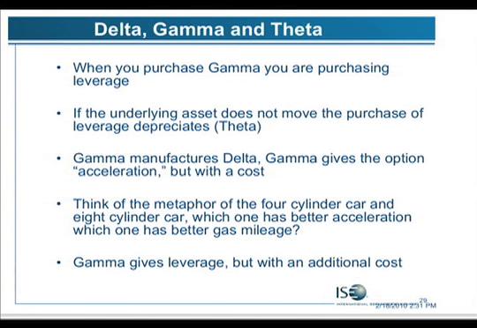Gamma manufactures delta. Gamma gives the option acceleration, but with a cost. Think of the metaphor of the 4-cylinder car versus the 8-cylinder car. Which one has better acceleration? Well, the 8. The problem is that its theta is higher. Well, that, of course, is called gas mileage. Gas mileage is poorer. So if you're always buying at-the-money options, you're getting more gamma, but with a cost, the theta.